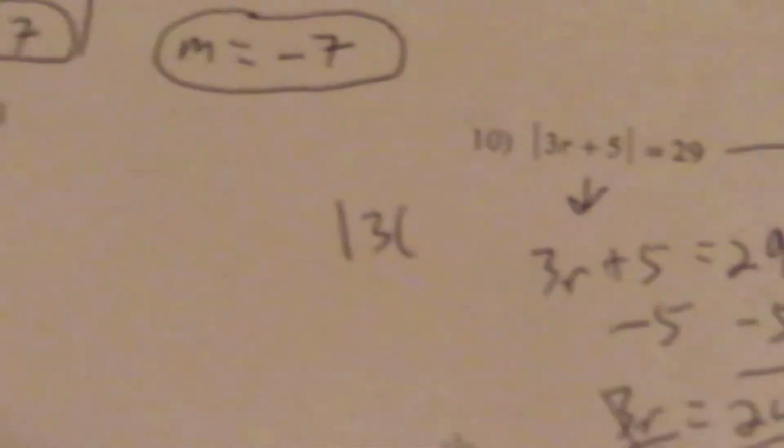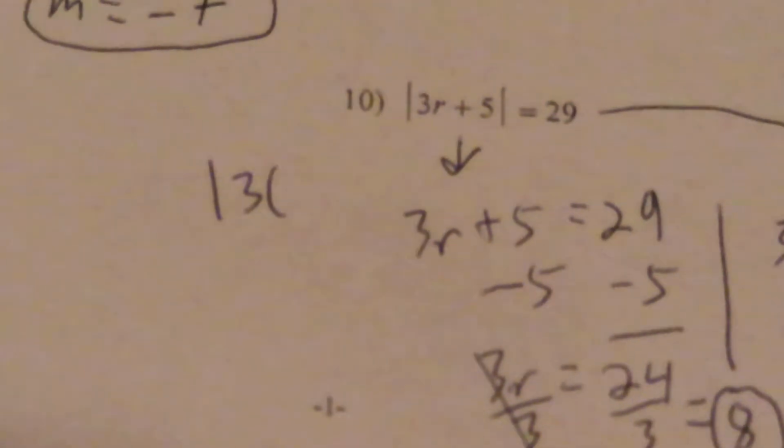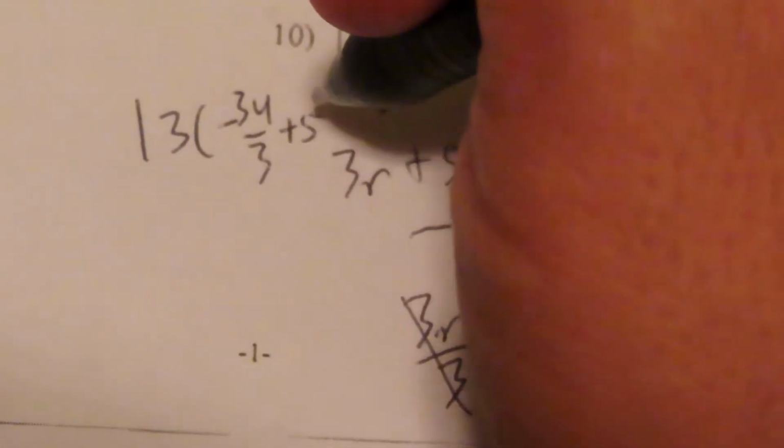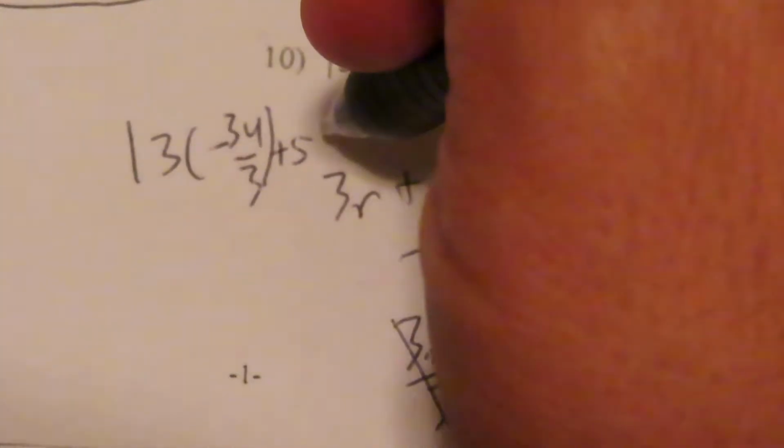Okay, so 3, absolute value of 3, times, what was x again? Negative 34 thirds, and then plus 5. Excellent. Beautiful. And then equals 29. We're going to close the absolute value.